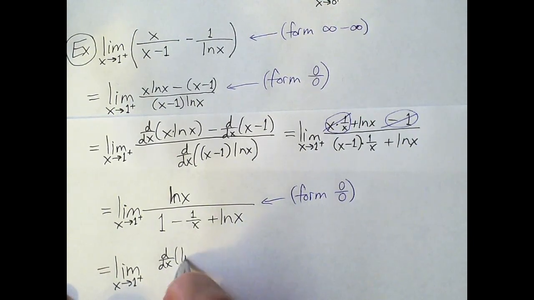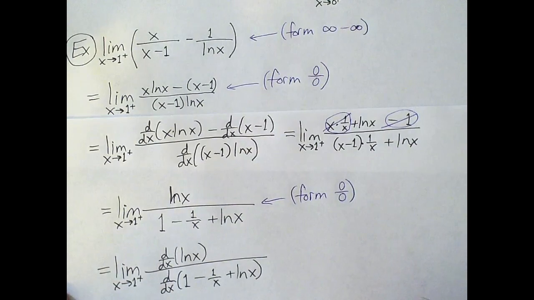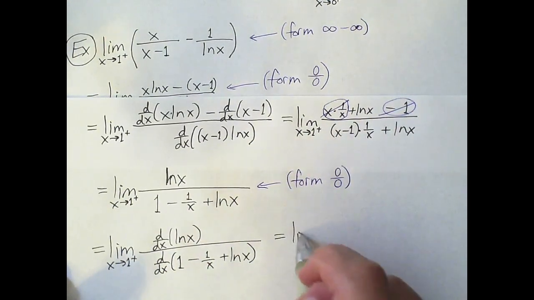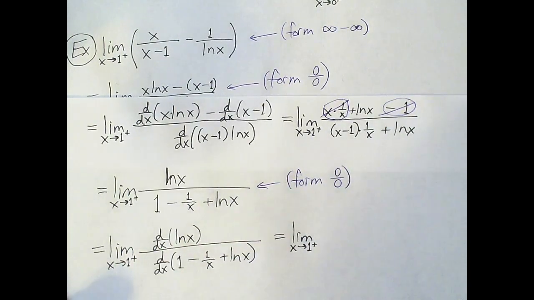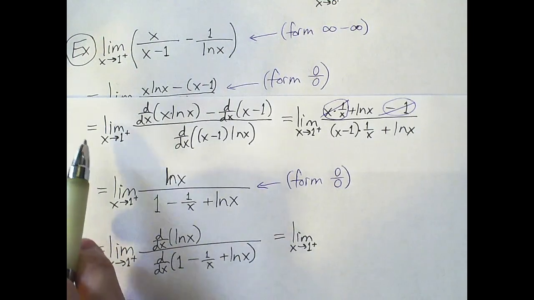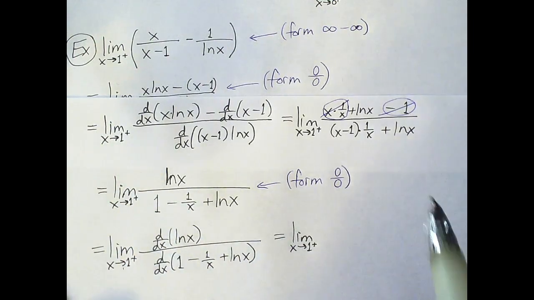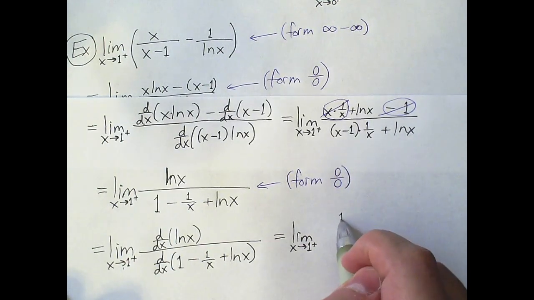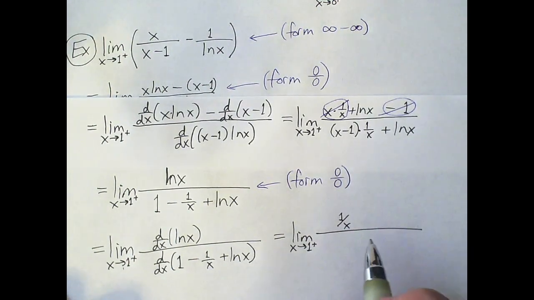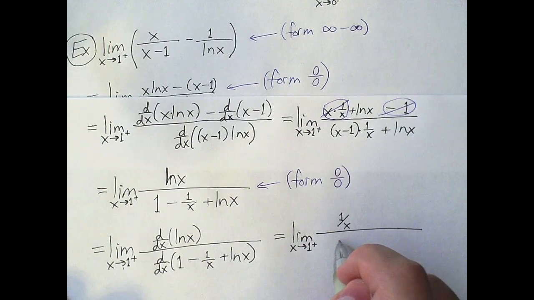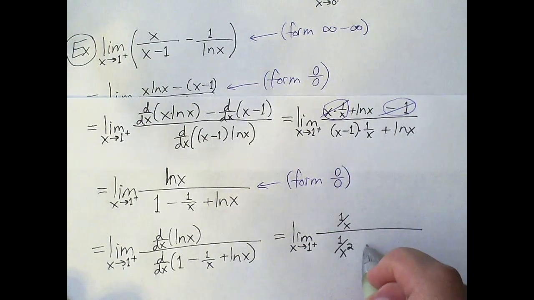Derivative of the top, I know what that is. Derivative of the bottom, that's not too bad. So I guess we get, remember, I'm writing the limit as x goes to 1 with the plus sign in front of every one of these. Make your work make sense. Equal signs, limits. The numerator is 1 over x. The denominator is, we know the derivative of 1 is 0. The derivative of minus 1 over x is 1 over x squared. And then the derivative of ln x is 1 over x.